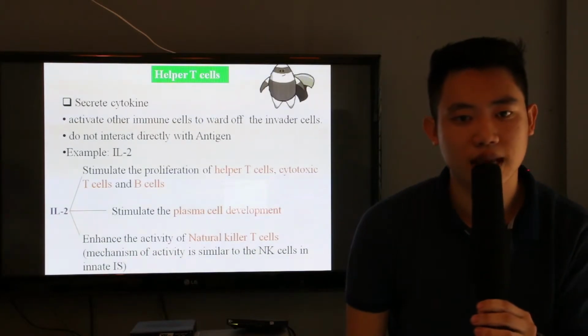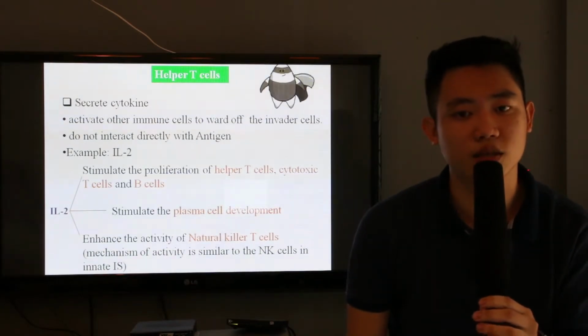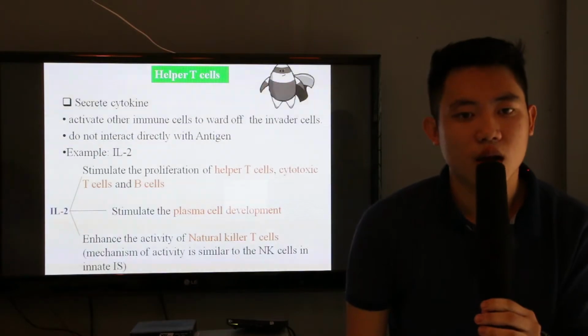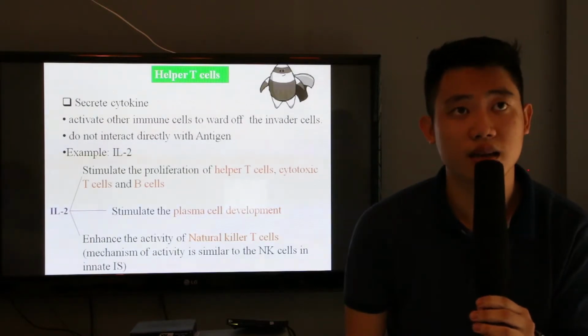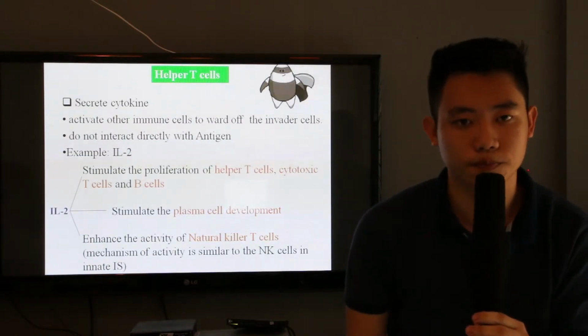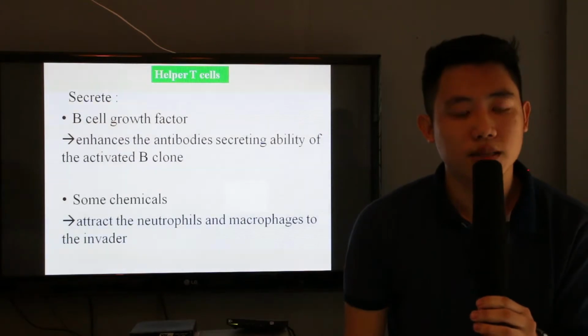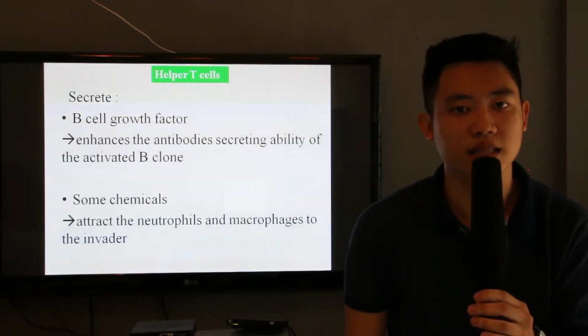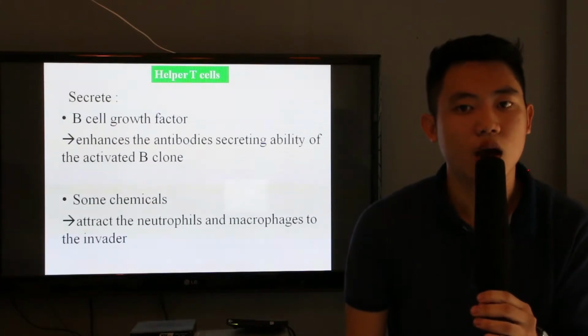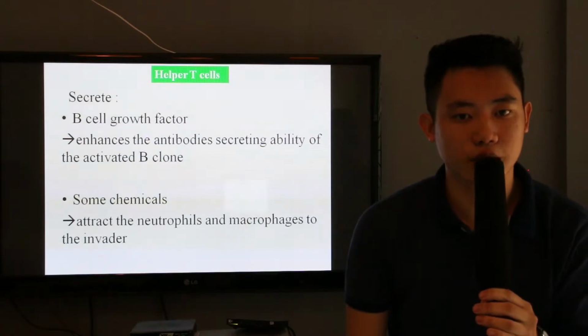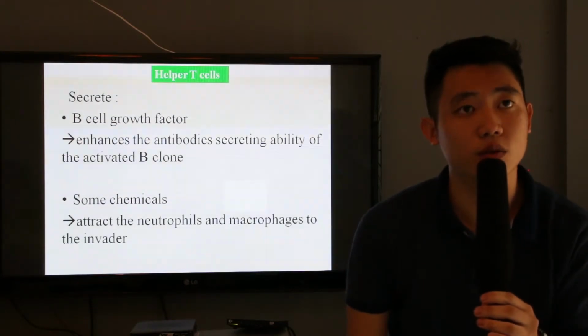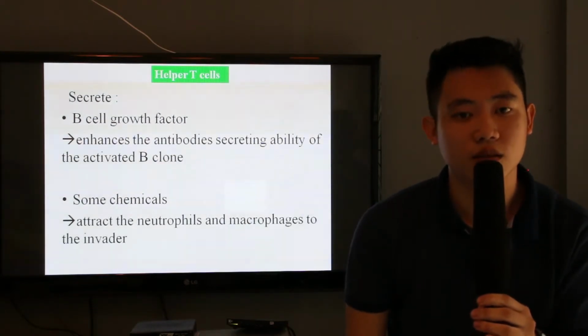it also enhances the activity of natural killer T cells. The mechanism of activity of this cell is similar to the NK cell in the innate immune system. Helper T cells also secrete B cell growth factor to enhance the antibody secreting ability of the activated B clone, and some chemicals to attract neutrophils and macrophages to the invader for phagocytosis.